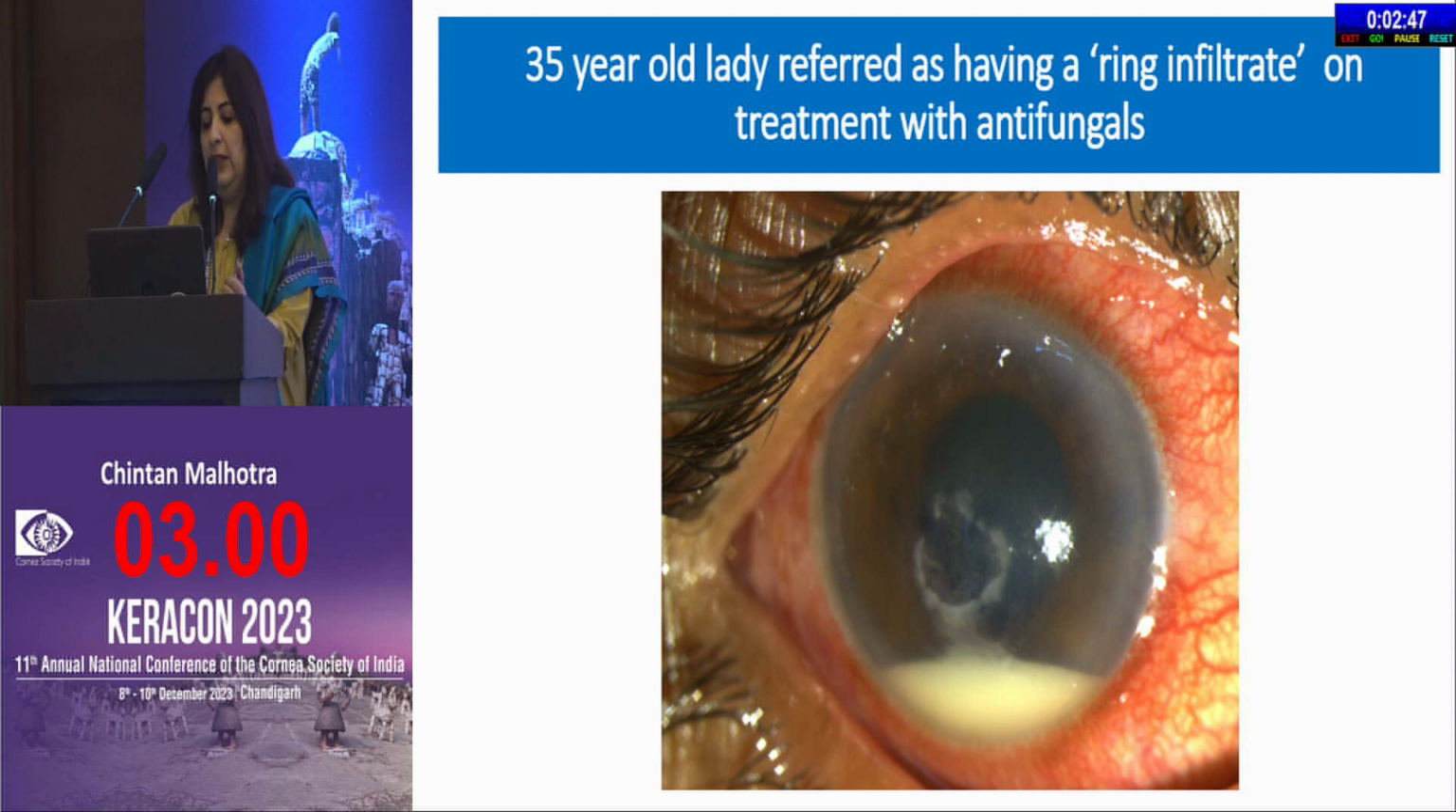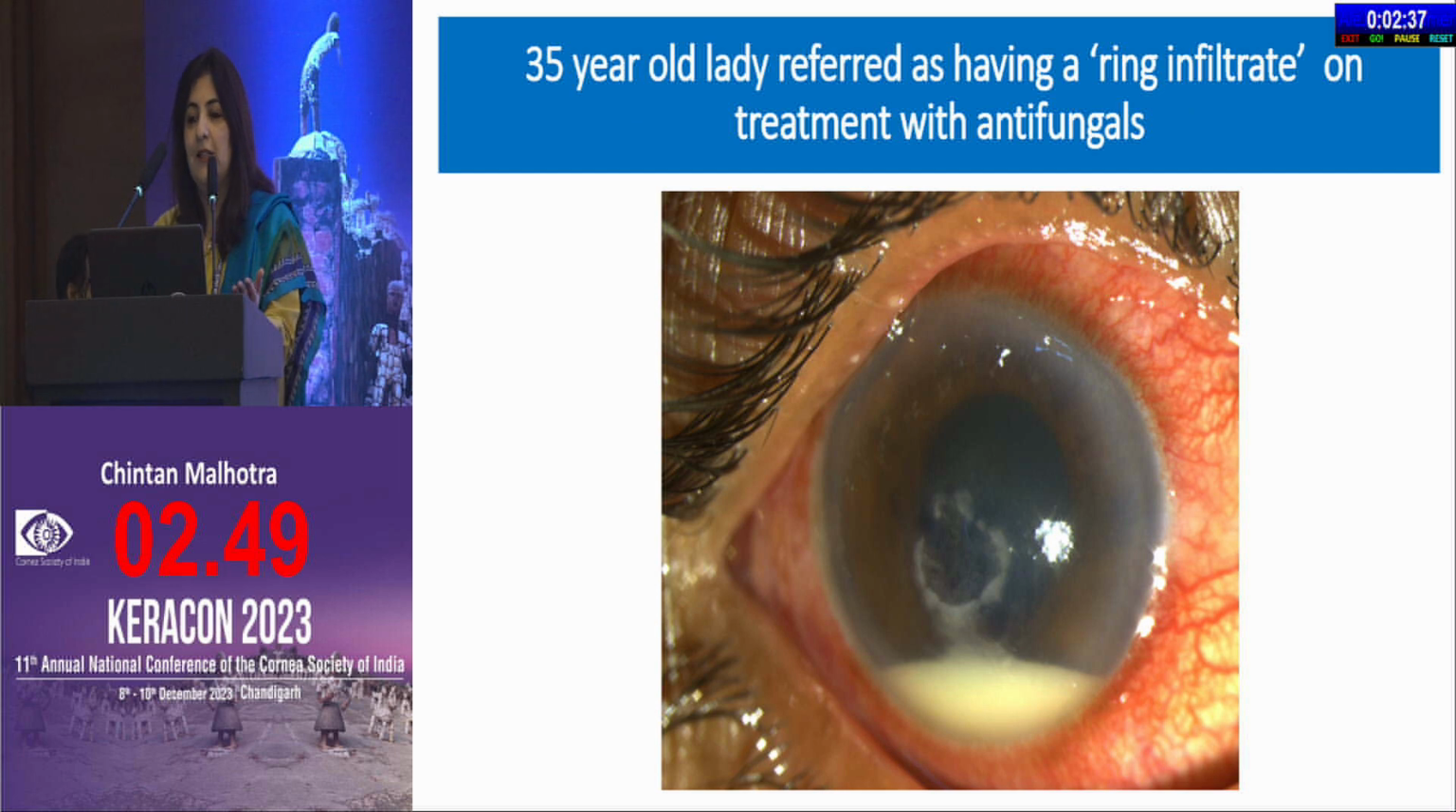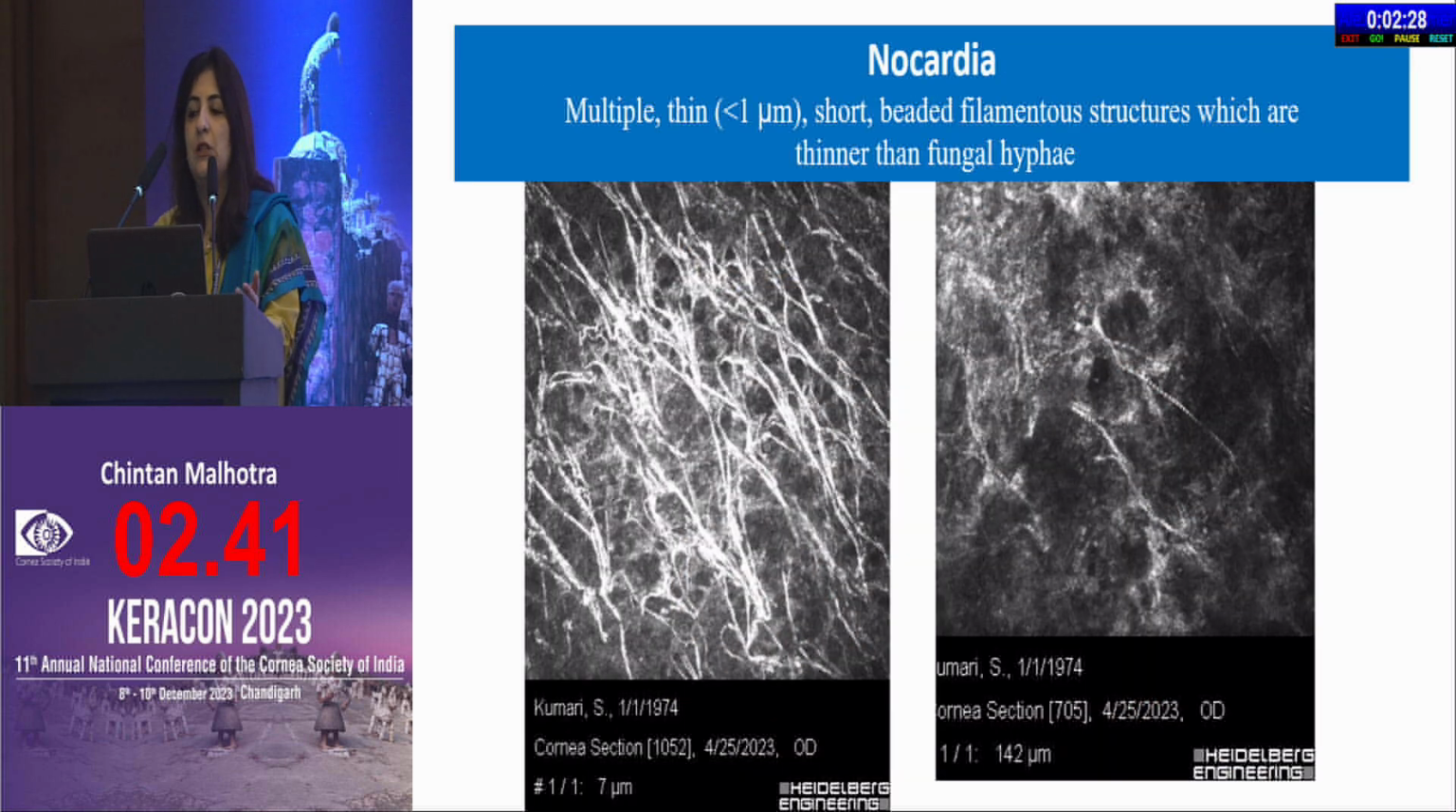So this was another example, a 35-year-old lady referred as having a ring infiltrate on treatment with antifungals from outside. And so confocal is my go-to technology always, till we get the scraping, but till then, because we know this is a classic wreath-like pattern which was seen, not a classic ring-like infiltrate, but a wreath pattern. And this was the confocal microscopy, showing hyphae-like structures again. I'll come back to this slide.